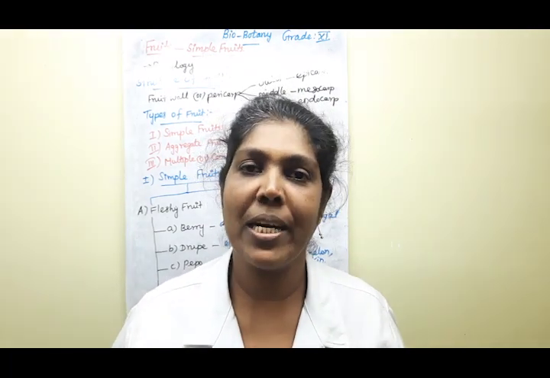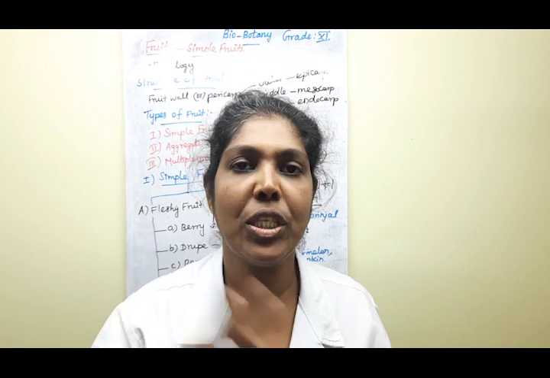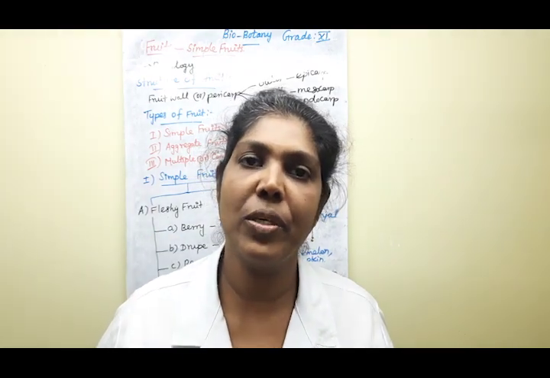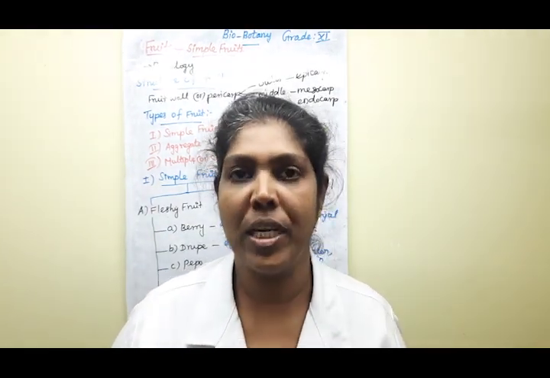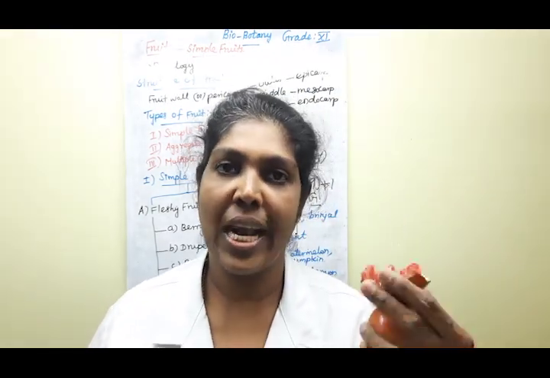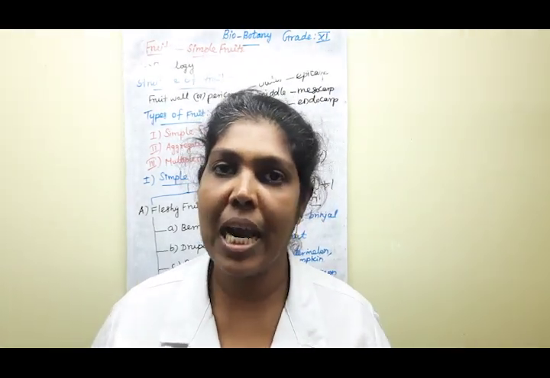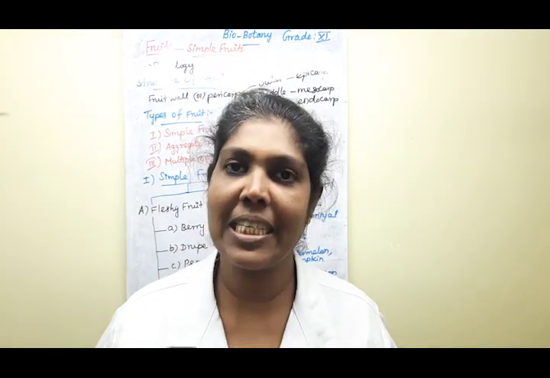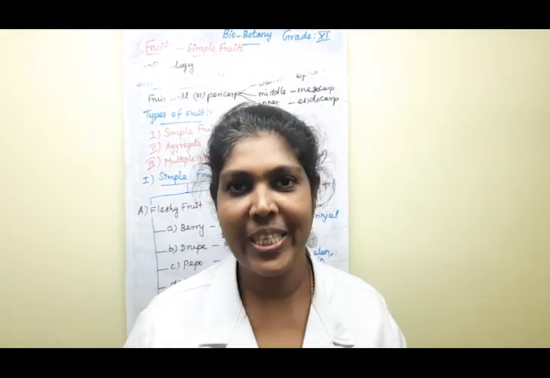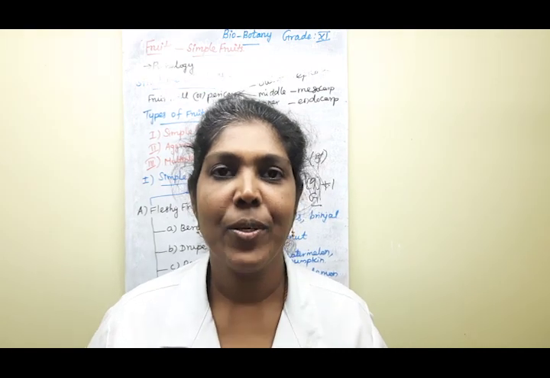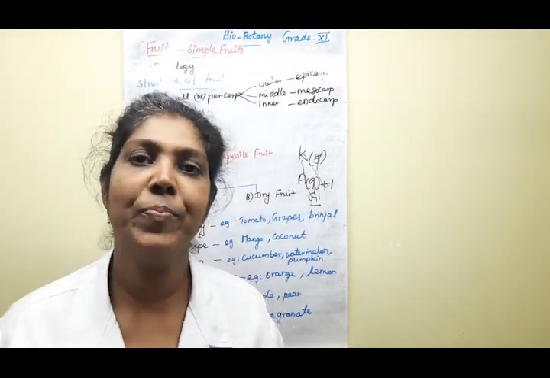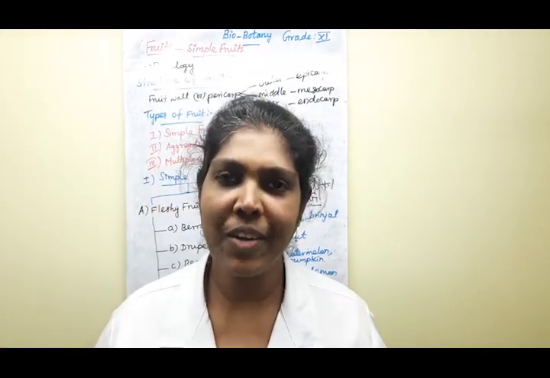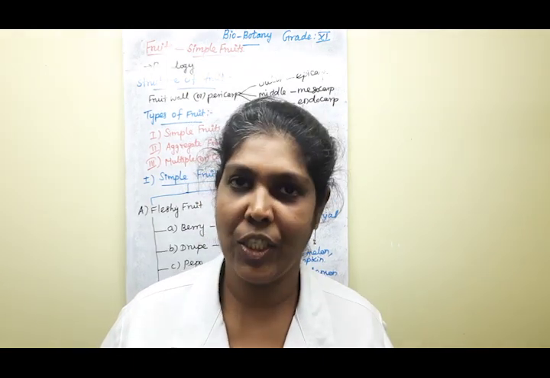We have completed today's class. The first type is only the simple fruits. They come under two groups: one is fleshy fruit and the other is dry fruit. Under fleshy fruit there are six types. Will you be able to say the six types? Yes, good. Tell me. Berry type, drupe type, pepo, Hesperidium. Very good. Pome and balausta.